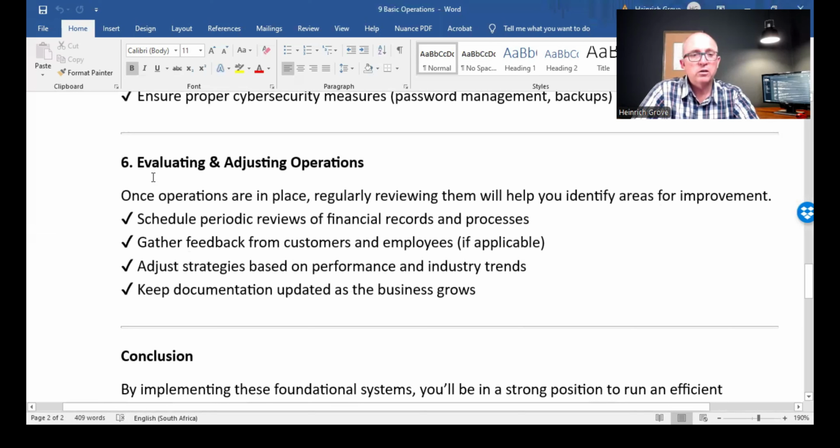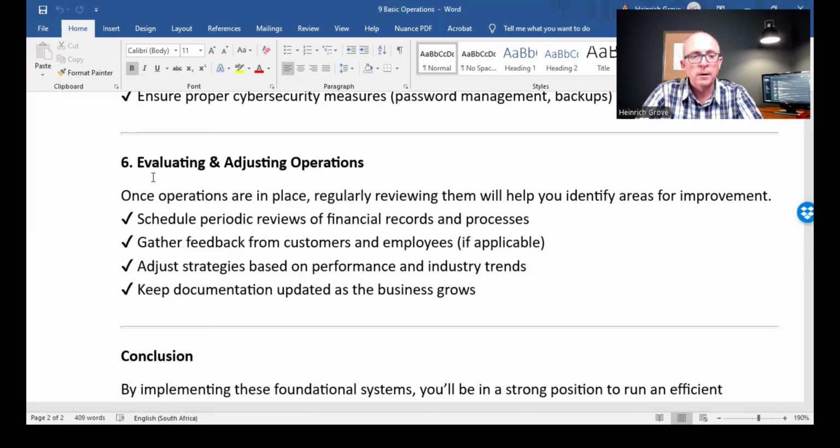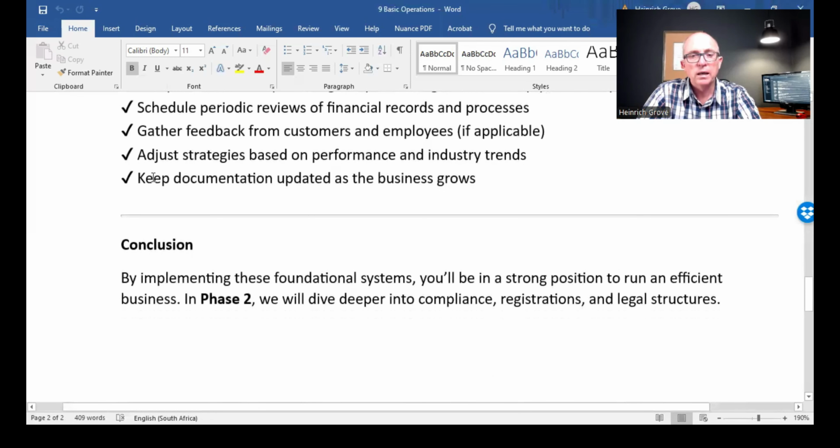Evaluate and adjust operations. Once operations are in place, regularly review them. It will help you identify areas of improvement. So schedule periodic reviews of financial records and processes, gather feedback from customers and employees if possible, and adjust strategies based on performance and industry trends. So always make sure that you keep in touch with what's happening in the industry so that you know if there's maybe newer technology out there that will simplify your job and make it a bit quicker or easier for you to do your work. Adjust strategies based on performance and industry trends, and keep documentation updated as the business grows.